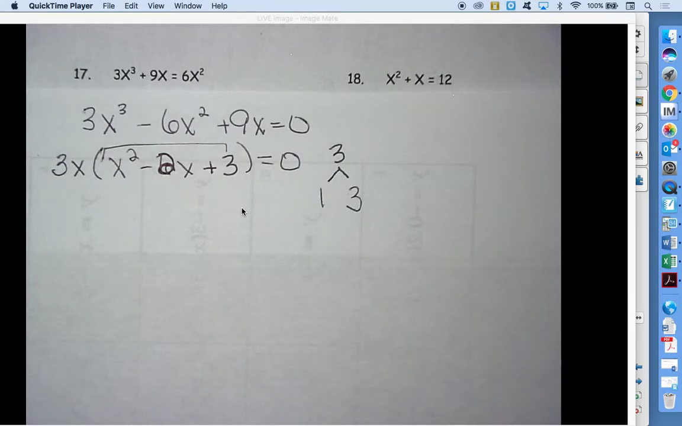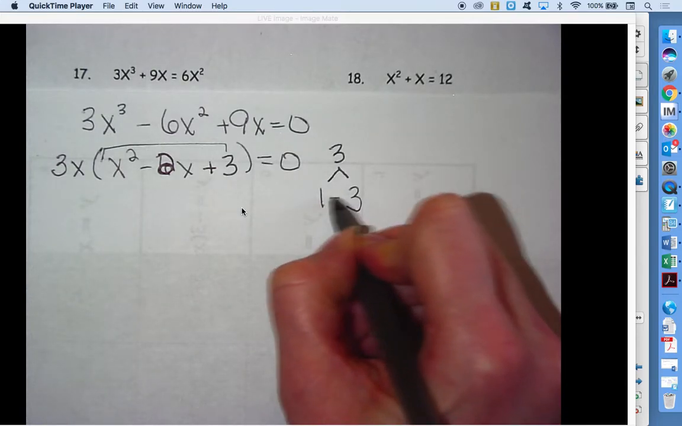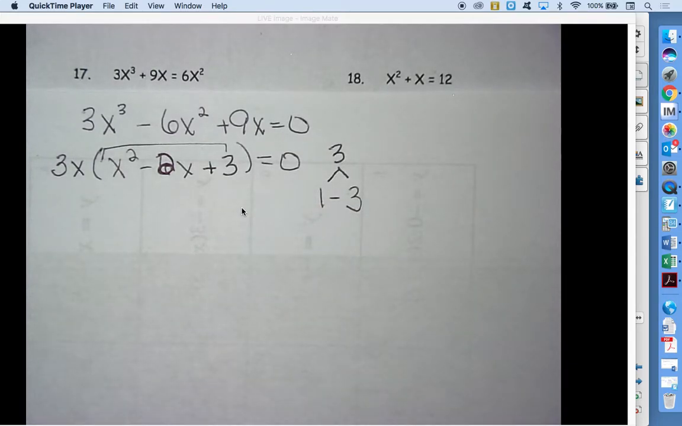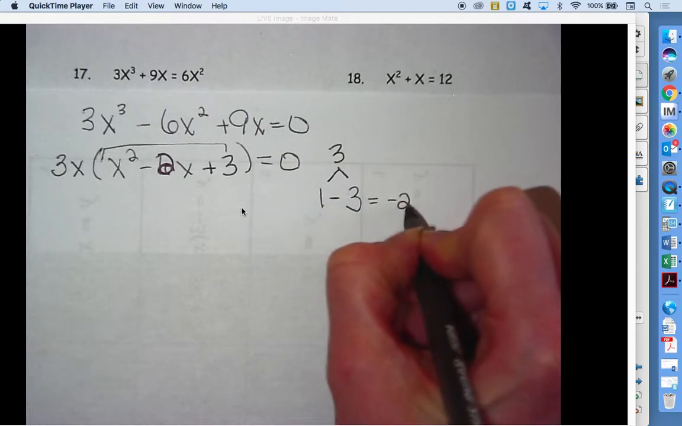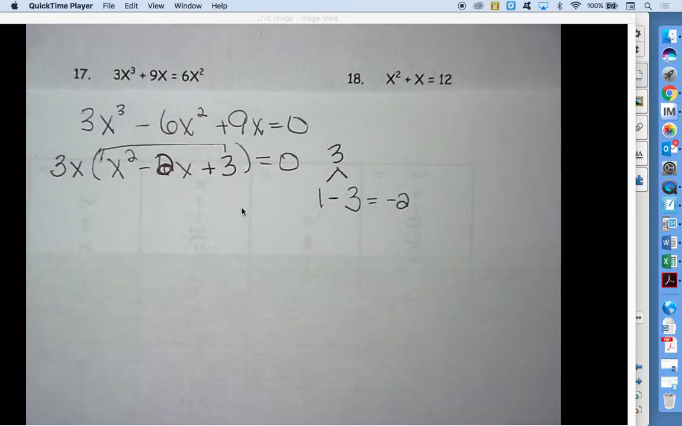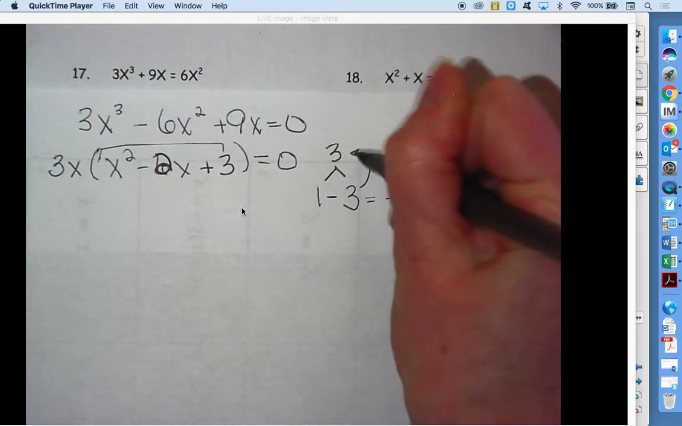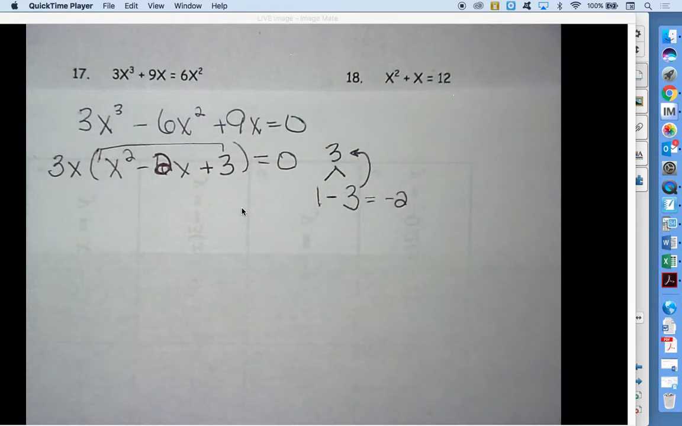Ethan, why doesn't it work? To make it negative 2, it would have to be negative 1 and negative 3. Okay, so that makes negative 4, but what's wrong? It doesn't equal positive 3. So this one here can't be factored any further. Yes, you can pull out a 3x, but the 3 terms in the parentheses can't break down or factor.